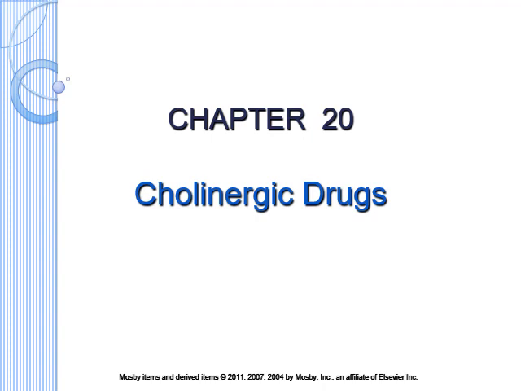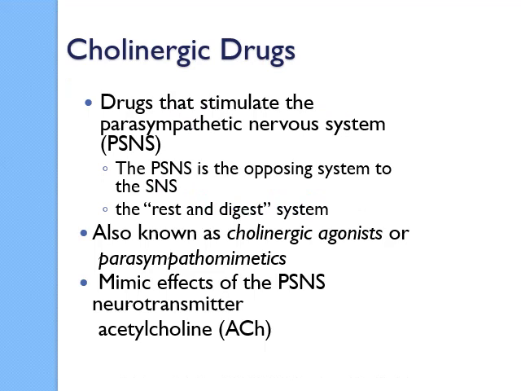Okay, now let's talk about Chapter 20, cholinergic drugs. Cholinergic drugs are drugs that stimulate the parasympathetic nervous system, so the PSNS. The parasympathetic nervous system is the opposing system to the SNS, or sympathetic nervous system. This is the rest and digest system, also known as cholinergic agonists or parasympathomimetics.